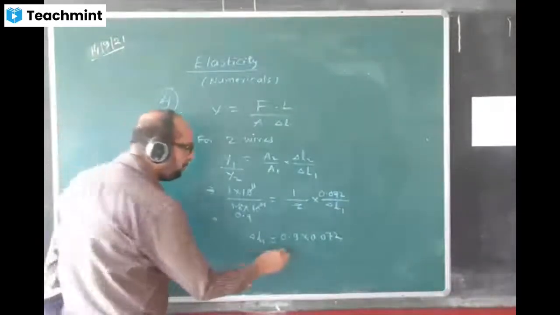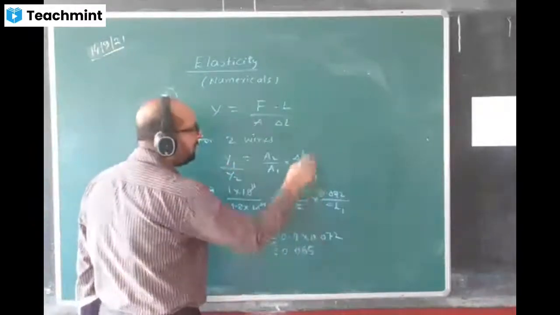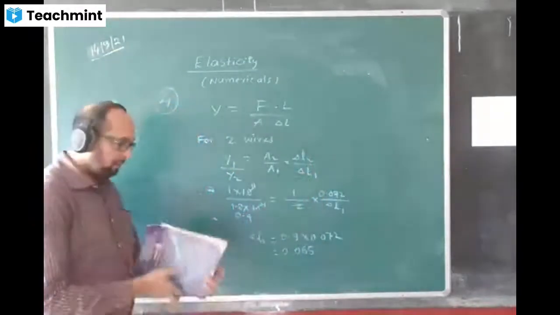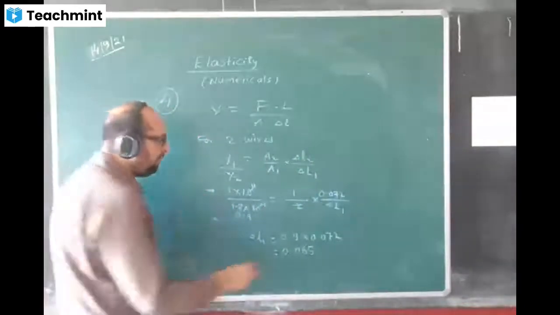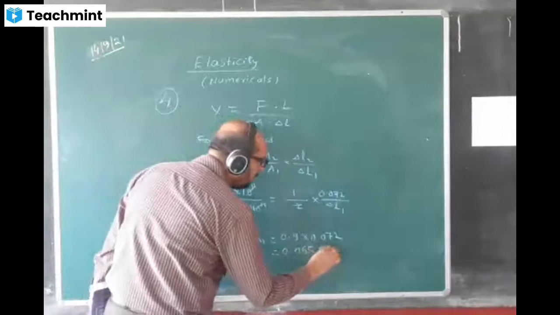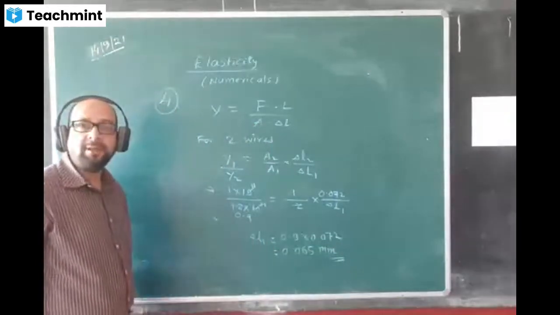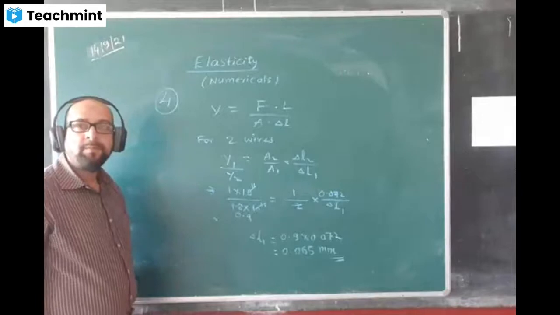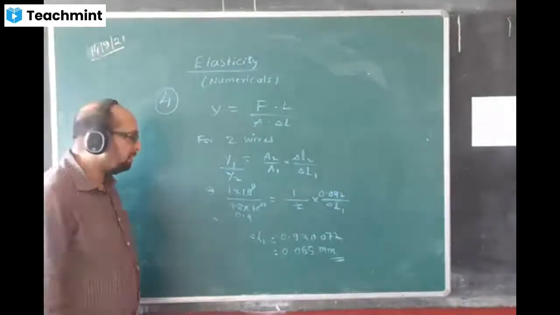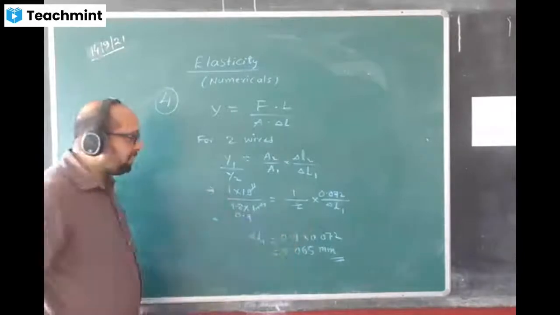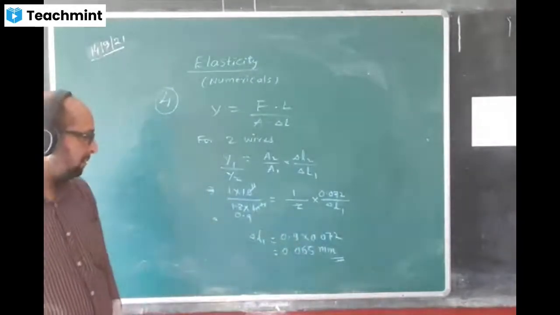Answer will come 0.065. We will give the same unit. Both of them will have the same unit. What is the unit given in the first case? Millimeters. So this also will be millimeter. Same unit, because we are doing it ratio wise. So ratio wise we can keep the same unit. This is the answer. Check 0.9 into this, you get this answer 0.065.